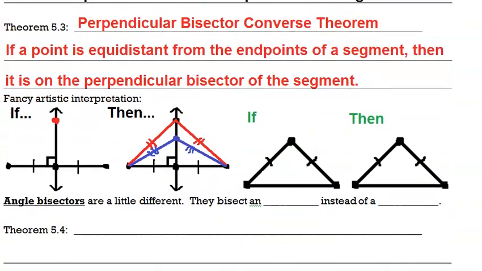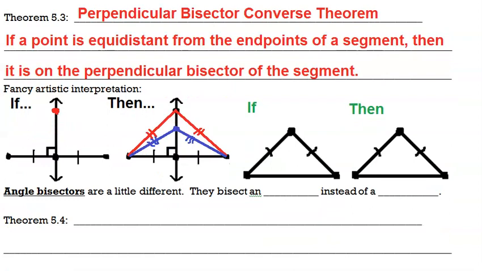So let me show you what that would look like here. If you have a point, so now we're talking about the green point, and that point is equidistant from the endpoints of a segment, as in it's the same distance here as it is here, then that means that point is on the perpendicular bisector of the segment, which means you could draw in a line perpendicular to that opposite side right there. Okay, so let's make it a right angle right there, good.